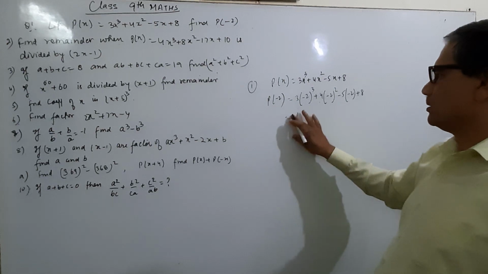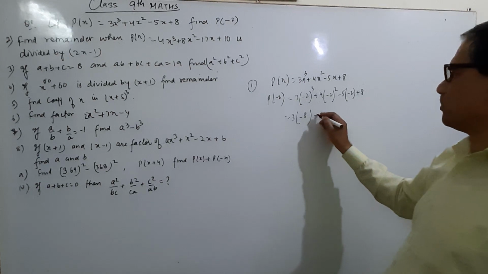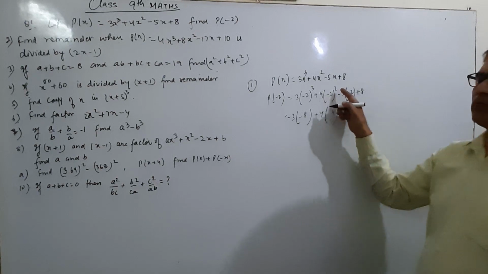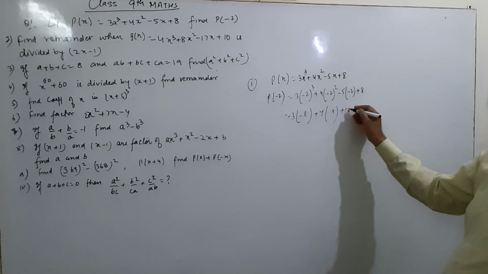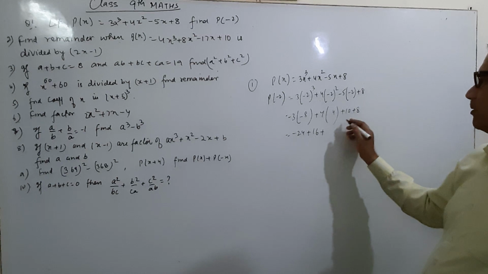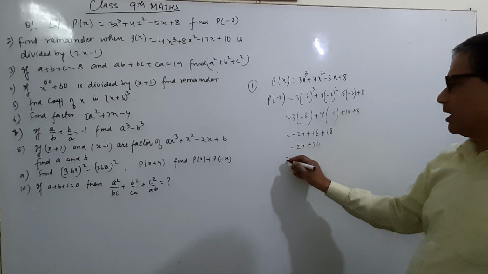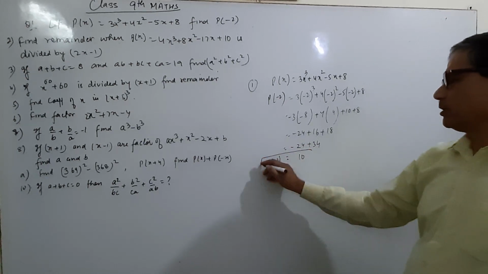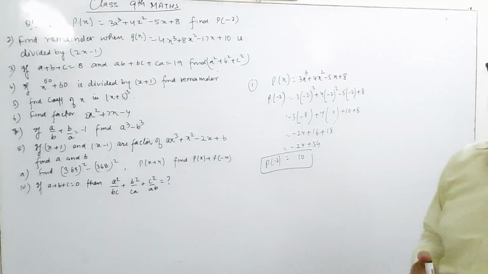Here 2 cube is 8, and with an odd power it will be minus, so minus 24. Plus 4 times 2 square, which is 4 times 4, the power is an even number, so it will be plus 16. Minus times minus is plus 10, plus 8. So the answer is minus 24 plus 16 plus 10 plus 8, that is 34 minus 24, and the answer is 10. It means P(-2) is equal to 10. The first question's answer is 10.